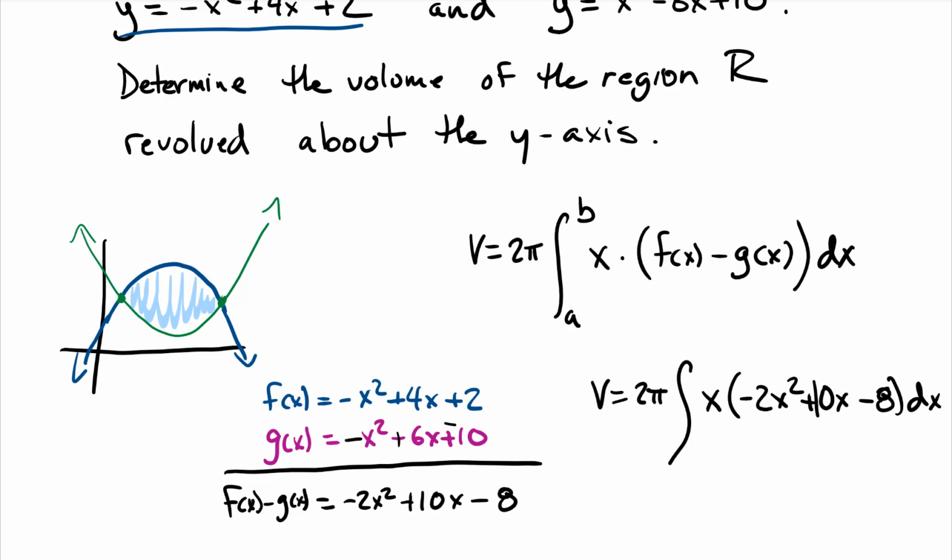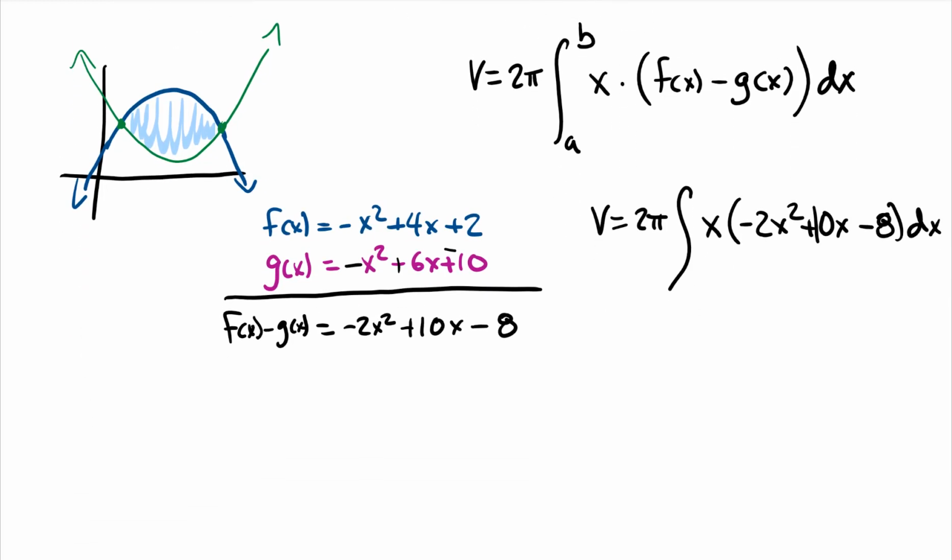But we still need to figure out where those points of intersection are. We need to know where the a is, and we need to know where the b is. Is anybody just sitting there going, oh, clearly, 1 and 4? I got that, dude. I don't. So what we're going to do is set them equal to each other. Take our f of x and set it equal to our g of x, which was x squared minus 6x plus 10.